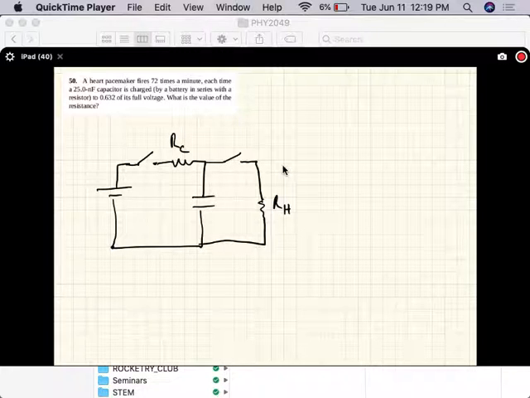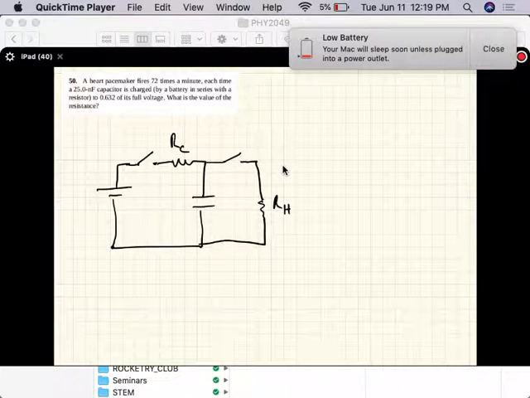Here's how this functions essentially. You close the switch, you charge the capacitor to 0.63 times its maximum value, and then it discharges through the heart and fires the heart. That's the pacemaker. So 72 times a minute, you're firing a voltage at the heart to help it start beating. That's what the pacemaker does.